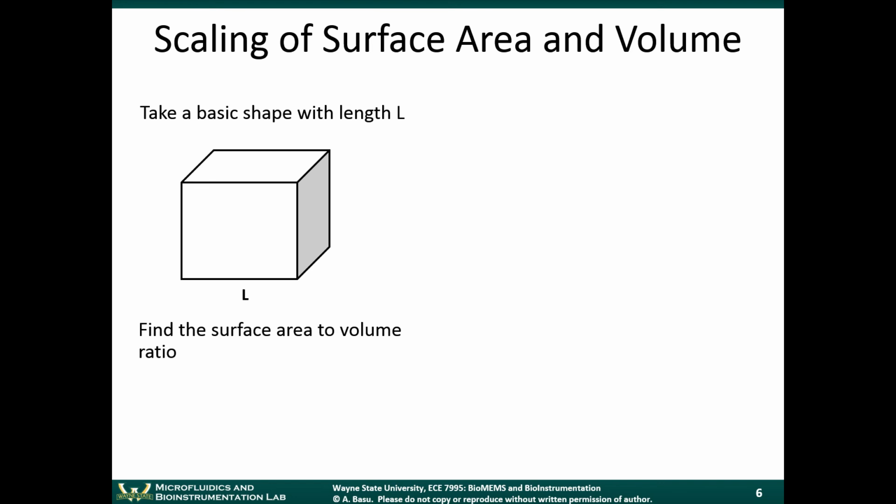So what do we find? So what's the surface area? 6L squared, right? That's the surface area. What's the volume? L cubed, right? Surface area to volume ratio is 6 over L. That's right. Exactly.